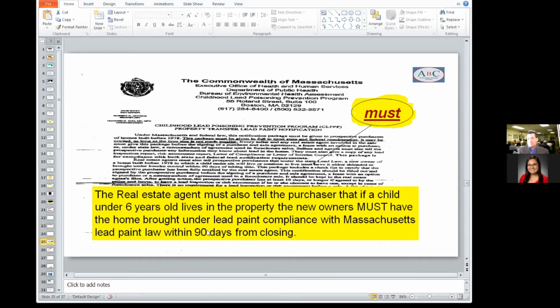Do rental prospects in New Hampshire need an agency disclosure? Yes. In New Hampshire, agency disclosure is required for rental prospects, but in Massachusetts, it is not.